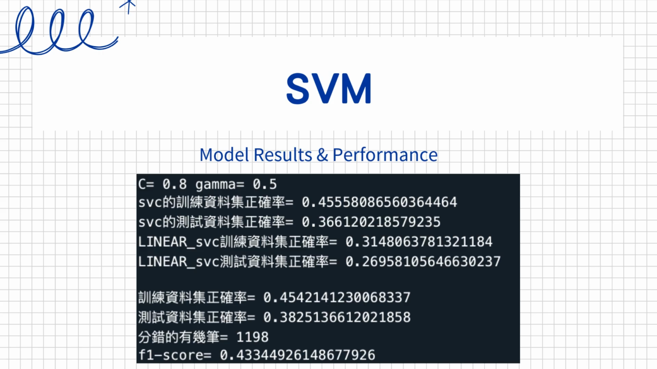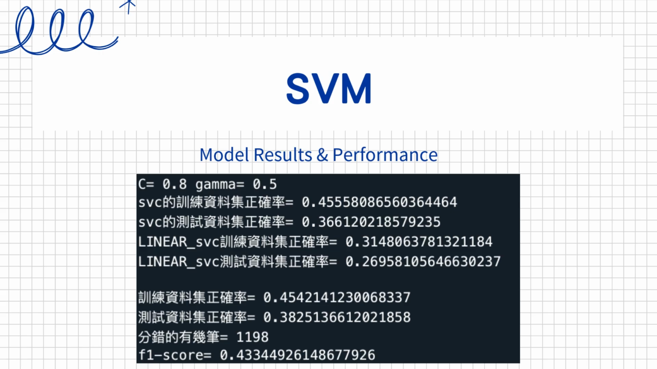And the performance metrics of the SVM model used in the analysis. Two variations of SVM were tested: the nonlinear SVM with an RBF kernel and the linear SVM. Different values of parameters C and gamma were experimented with to optimize performance.